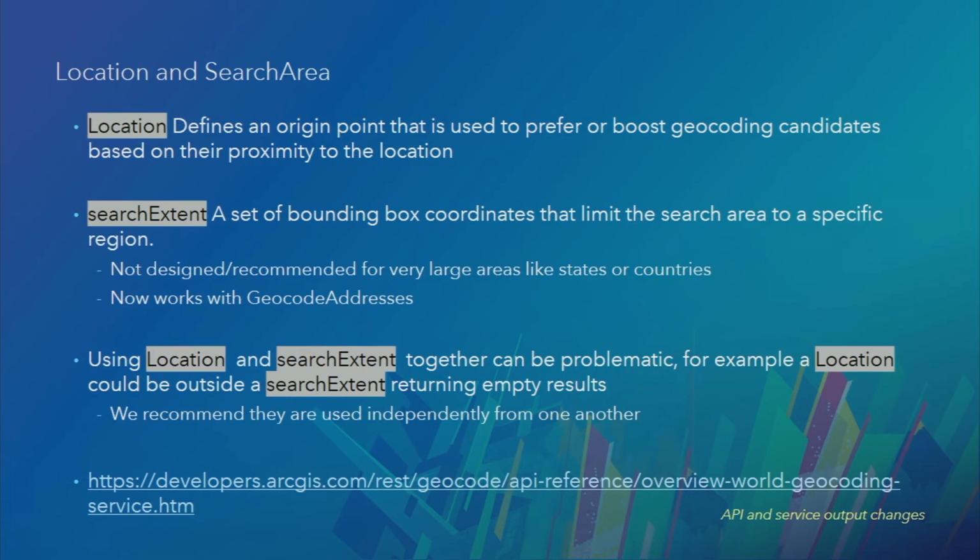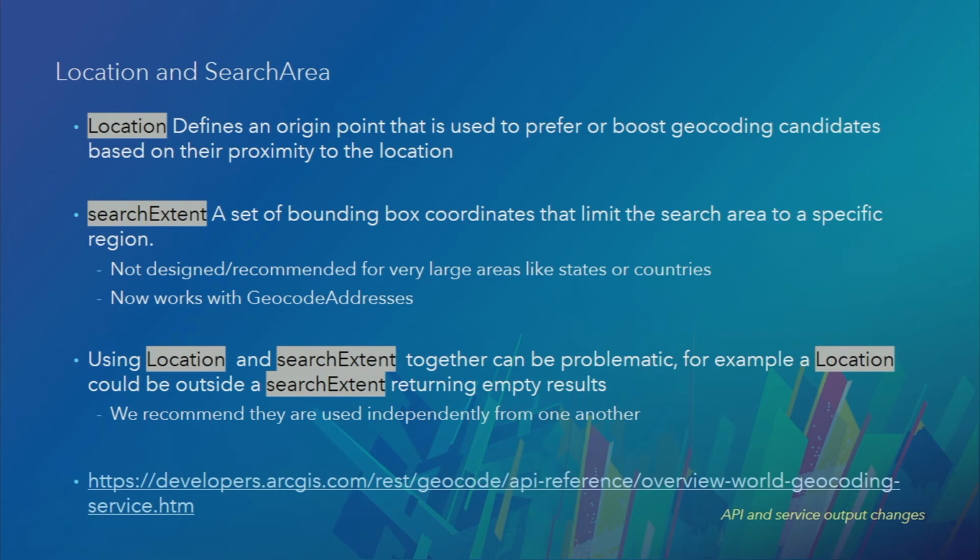We do not recommend using the two of them together because you can end up with situations where you pass in a location, the location is outside of the search area, which filters out the results and says that the results that came back for location are not valid, and you just won't get a response. We recommend that these are used independently from one another, and that they're used based on the descriptions that I provided. I also want to make one other comment about search extent.